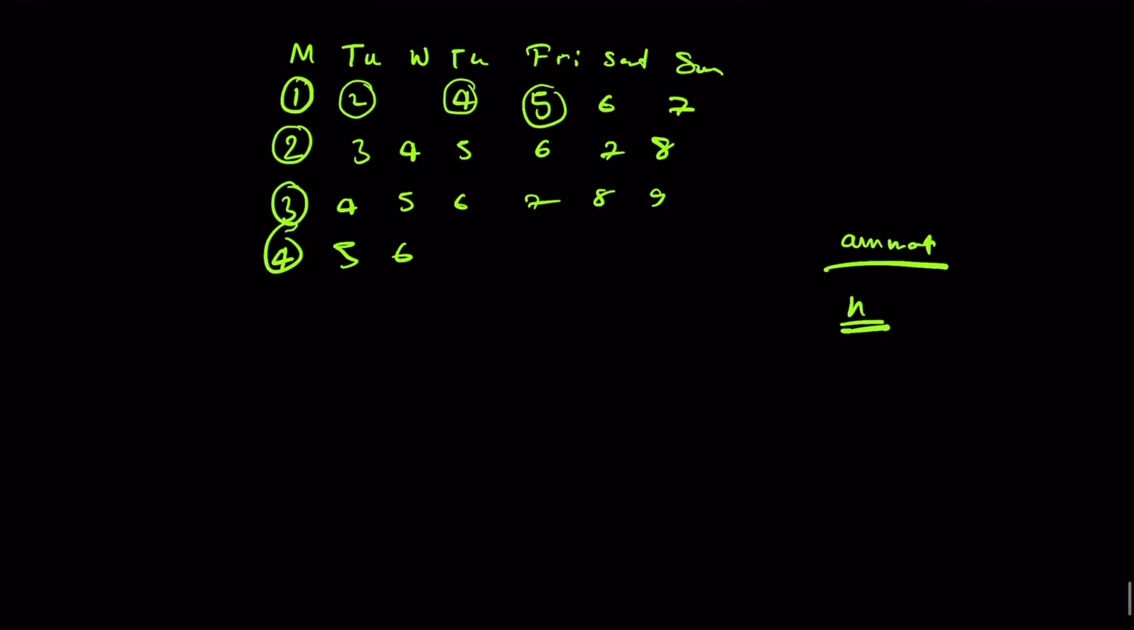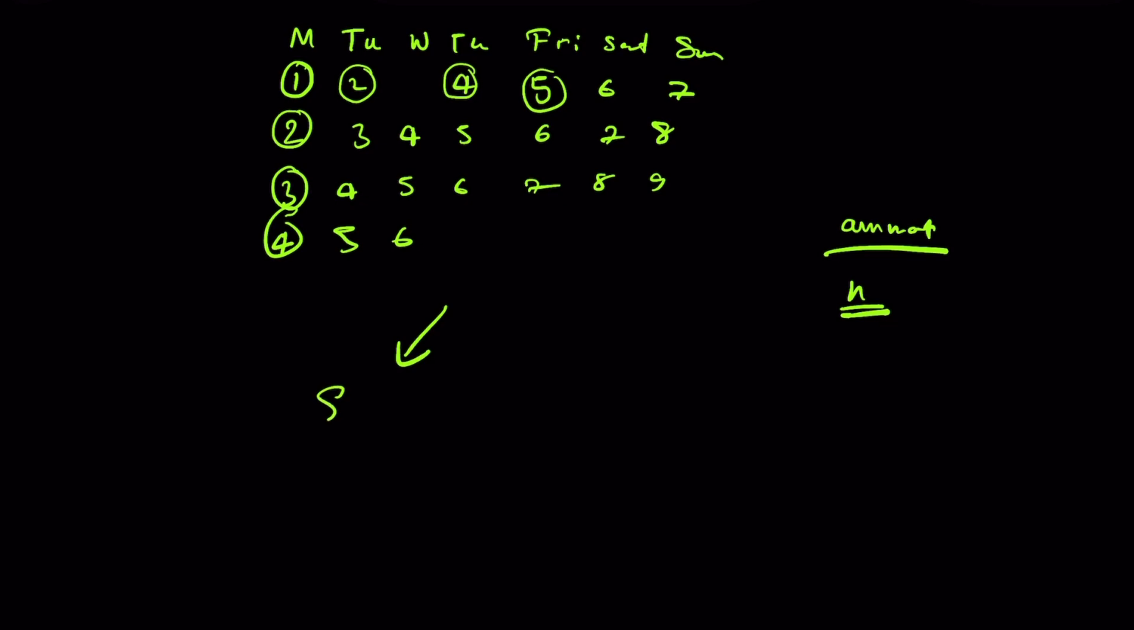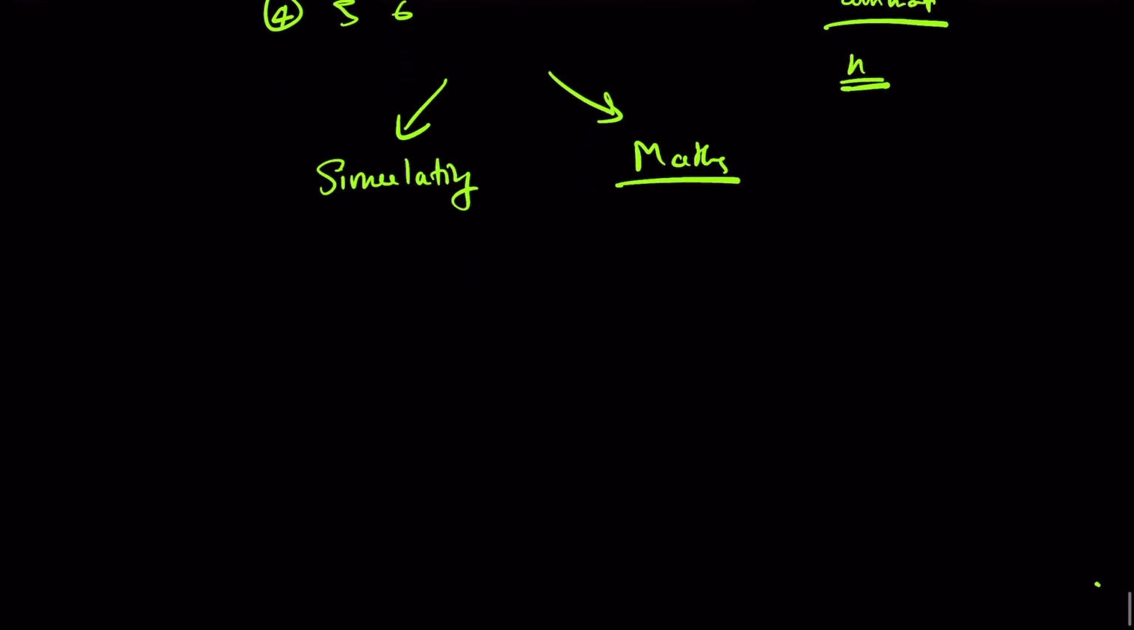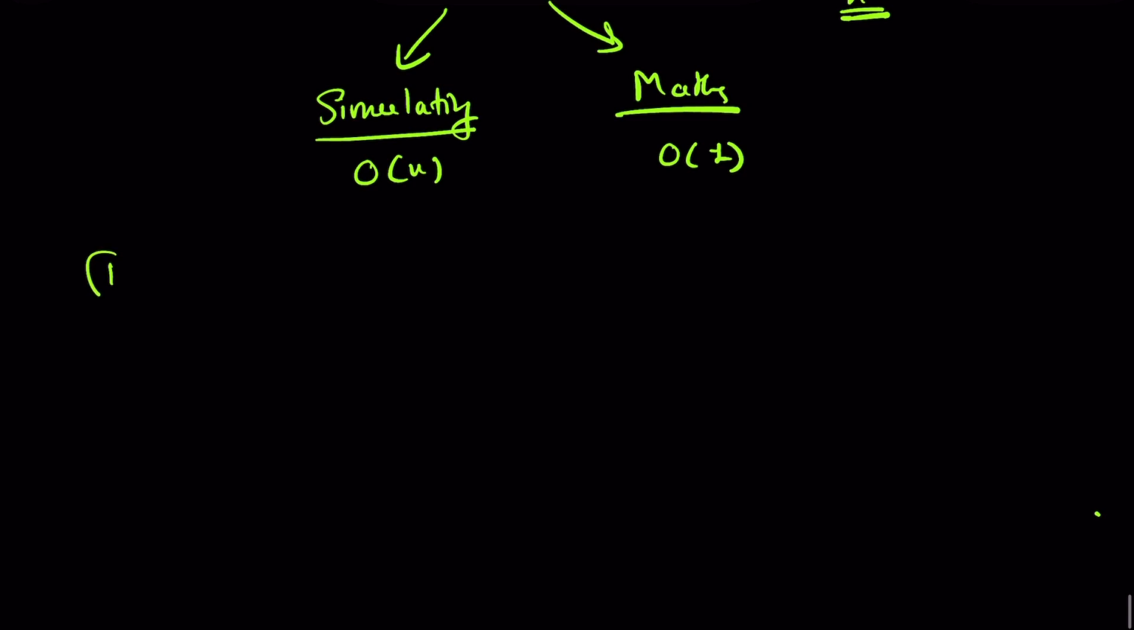So we can approach this problem in two ways. First is simulating his deposits, and second is by doing maths. We will see that simulation will give an order n solution and math will give an order 1 solution. So let's look at the simulation model first.